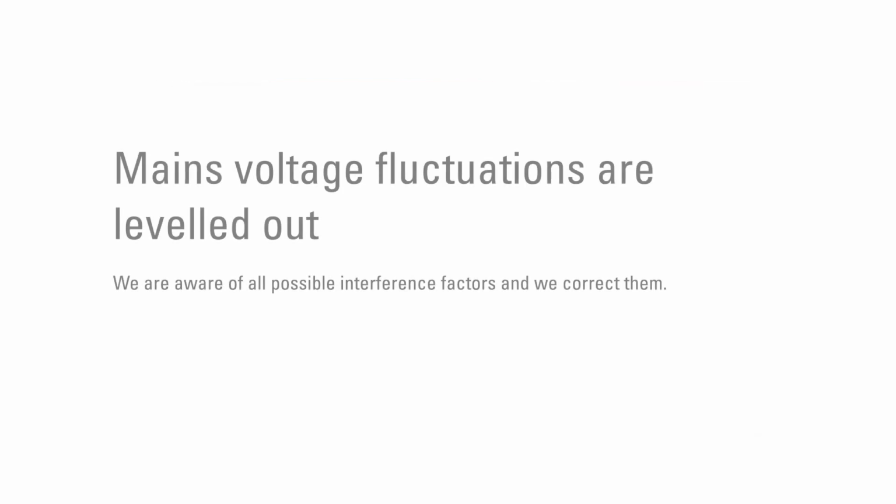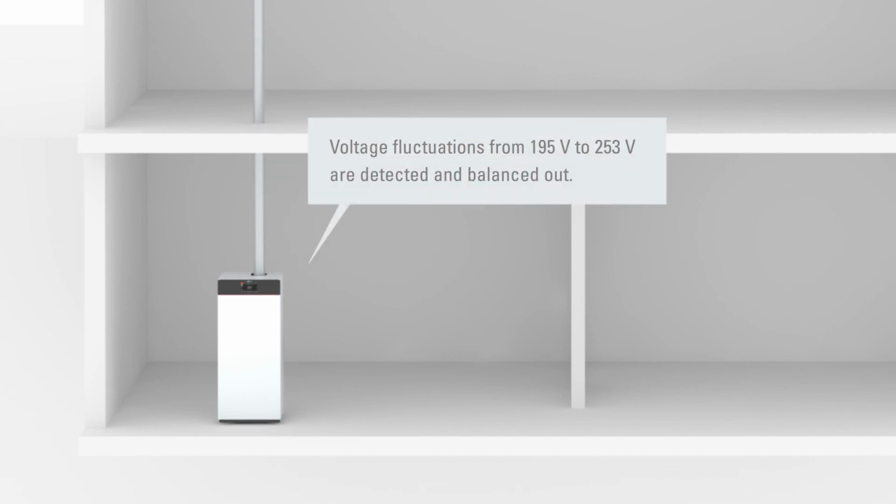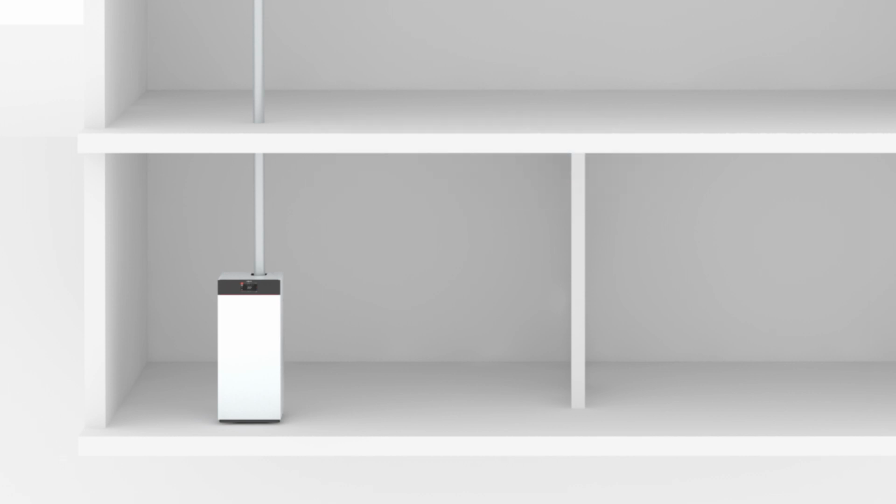Even slight fluctuations in the power supply can lead to malfunctions, significant drops in output, or faults. When it comes to Viessmann gas condensing boilers, problems arising from power fluctuations are a thing of the past. Sags and surges are reliably detected and appropriately leveled out.